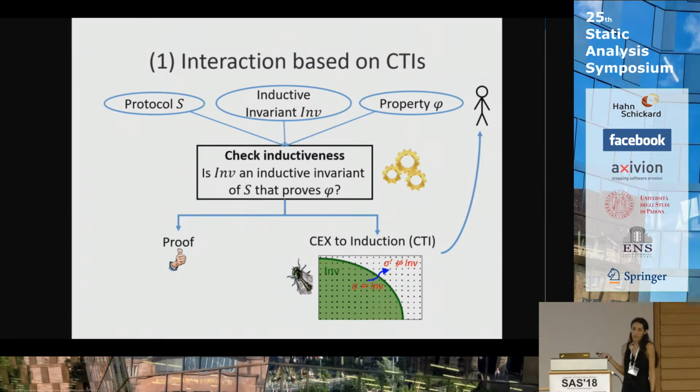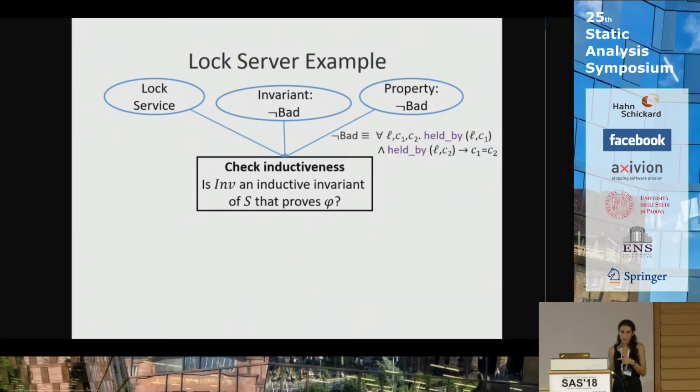So this is the basic form of interaction, and the nice thing is that because we use EPR, the counterexample to induction is finite, so it can really be displayed to the user, who can look at it and try to understand what needs to be fixed here in order to manage to verify. Okay, so if we go back to the log server example that I just had, the user can be optimistic and just start by providing as an inductive invariant the safety property itself. Maybe it is already inductive and then everything will be fine.